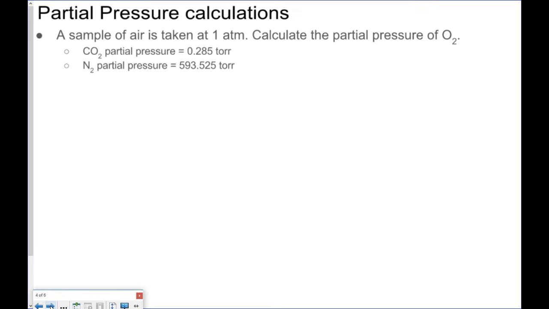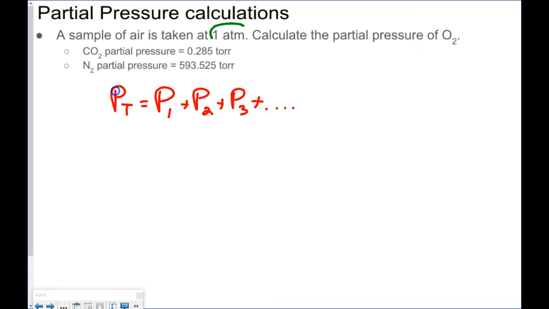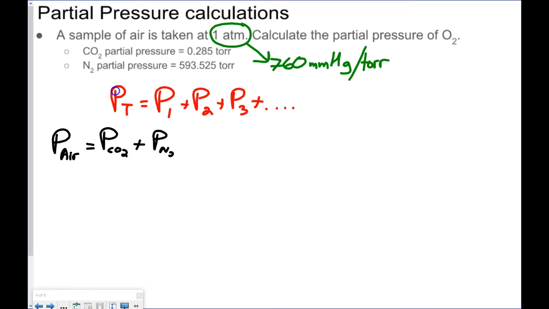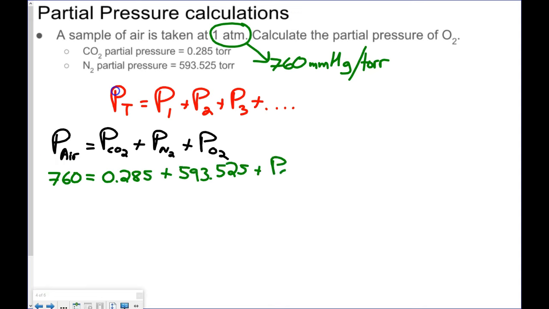Here I have another one. Sample of air is taken at 1 atmosphere, convert the partial pressure of oxygen. So there's Dalton's law. Remember, 1 atmosphere is going to be equal to 760 millimeters of mercury. So that's going to be multiple gases combining into it. So air is going to be carbon dioxide plus nitrogen plus oxygen plus the other trace gases, but we're not going to really count that. Air is going to be 760, so that's 0.285 plus 593.525, that's the nitrogen there, plus my unknown, which is going to be the partial pressure of oxygen. Now I'm solving that just by subtracting it from there. That gives me 166.19 millimeters of mercury, or torr. That is my partial pressure of the oxygen alone.